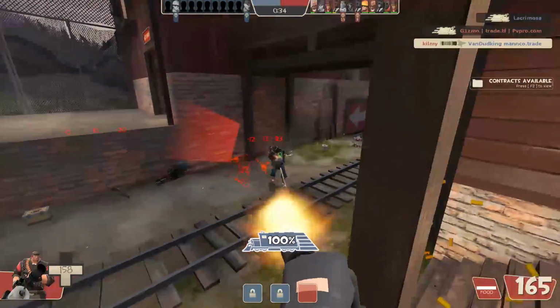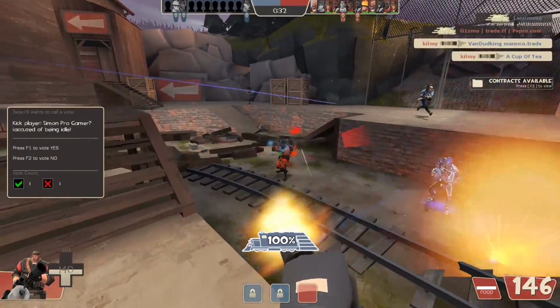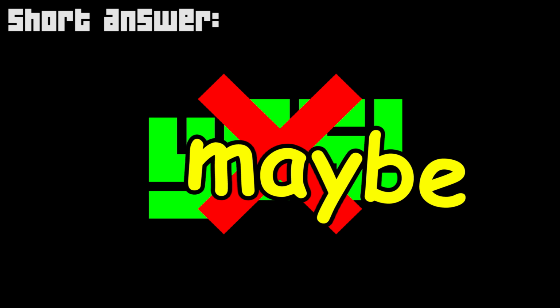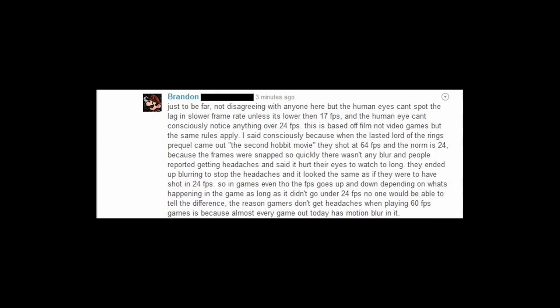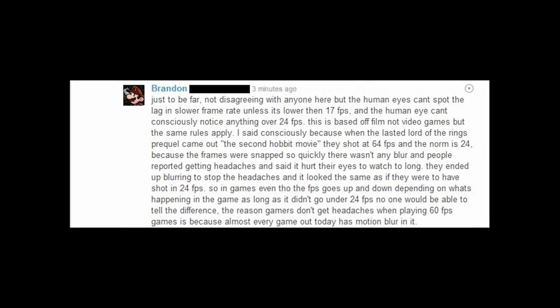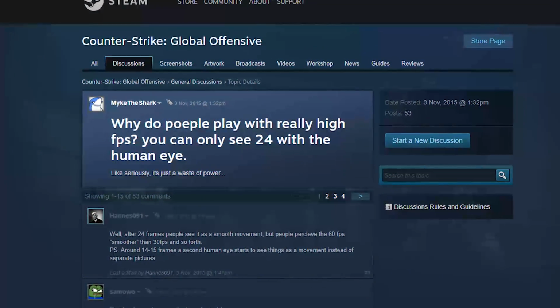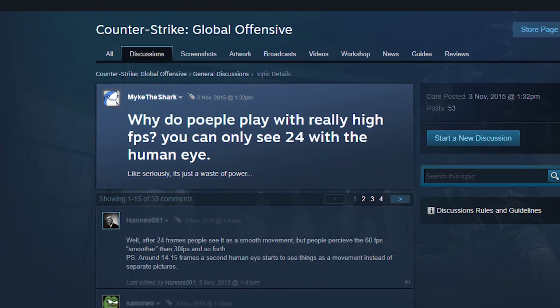But all this talk about frames per second reminds me of another age-old question. Does FPS actually matter in TF2? Well, the short answer is yes. Or rather, maybe. But the human eye can only see 24 frames per second. Does anyone actually believe this? Or is this just something trolls say to get a reaction? I just want to make sure because I don't believe that anyone could be that stupid.